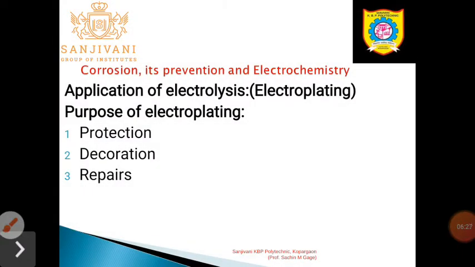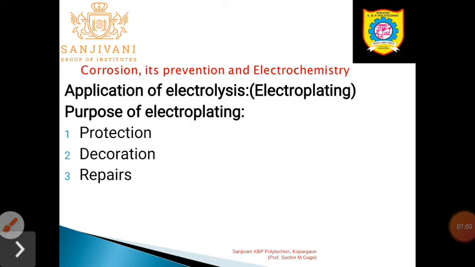So what is the purpose of electroplating? Why are we going to conduct electroplating? The reason is very simple. The first one is protection. We are going to protect our base metal, that is your article, which is inferior, from rusting and corrosion. The second one is decoration, to make the article decorative. For that purpose we do electroplating, especially in imitation jewelry.